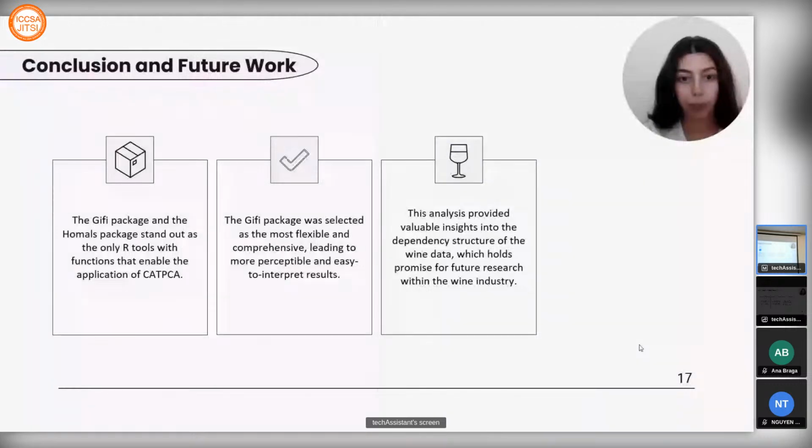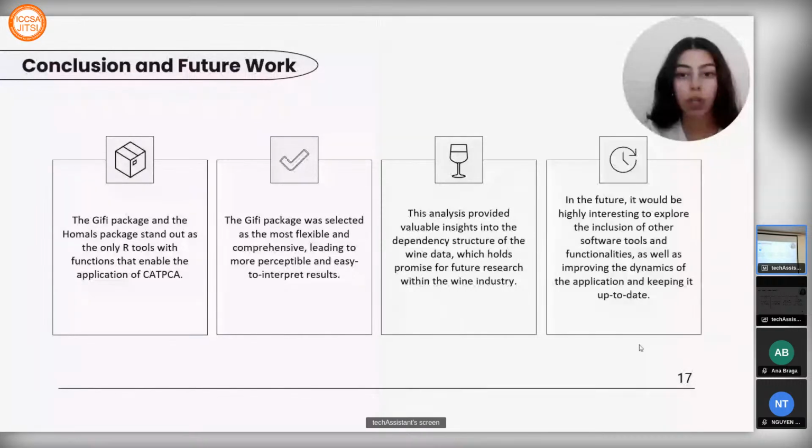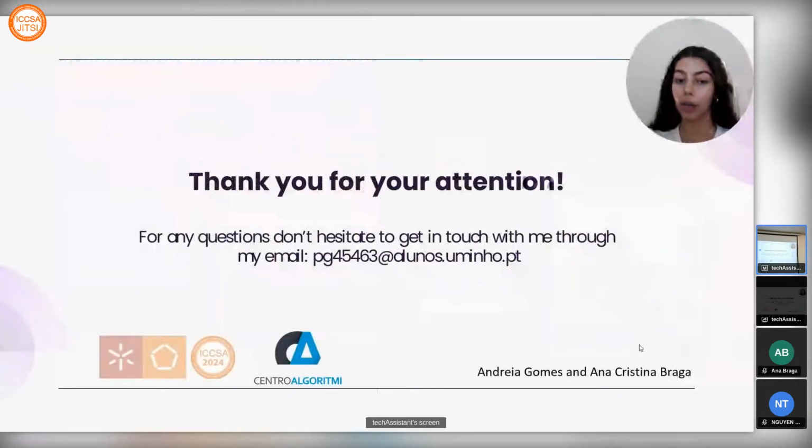Based on the princals function from this package, a web application in RShiny was developed to facilitate the execution of CATPCA without requiring code. In the future, it would be interesting to consider including other software for executing CATPCA, as well as testing additional functionalities that were not covered in this work. It is also of great interest to improve the application dynamic and keep it updated given its utility in various fields. Thank you all for your attention.